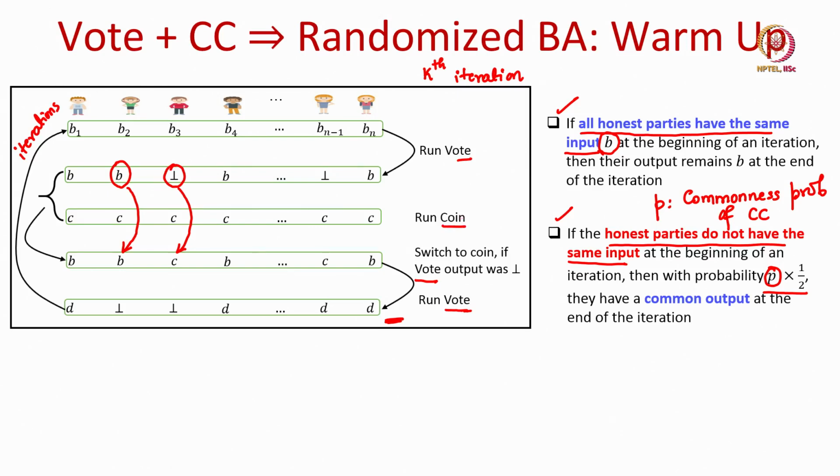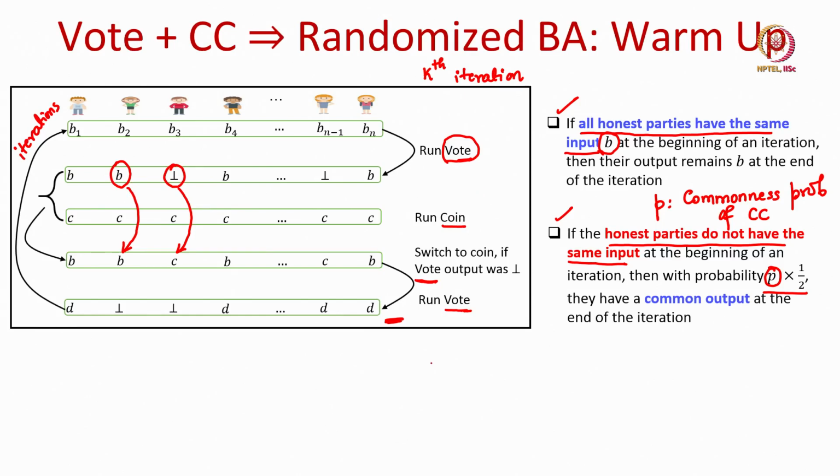Again, how did we prove it? Well, if all the honest parties have a mixed bag of inputs, then we do not get any guarantee whatsoever regarding their outputs at the end of the first invocation of vote. Some honest parties may output a bit b, while others may output the value bot. And now, before they start the second instance of the vote protocol, they will be checking. Some honest parties might be switching their outputs from bot to the output of coin, while others might be sticking to whatever output they have obtained from the first instance of vote.